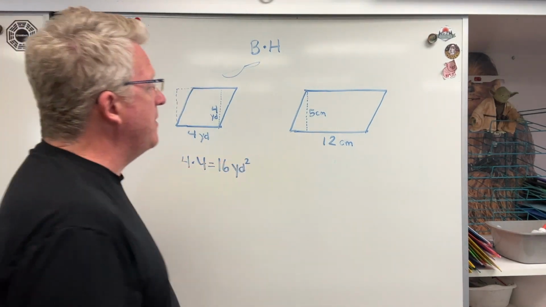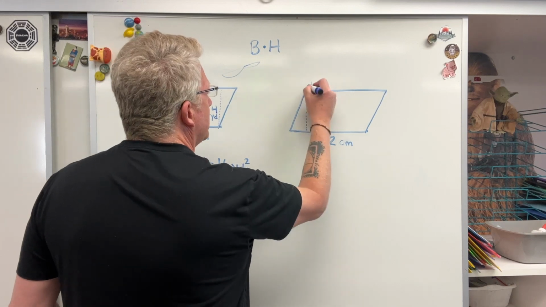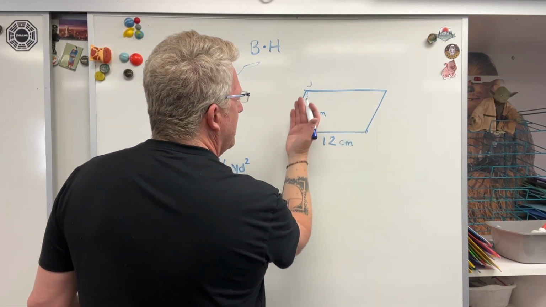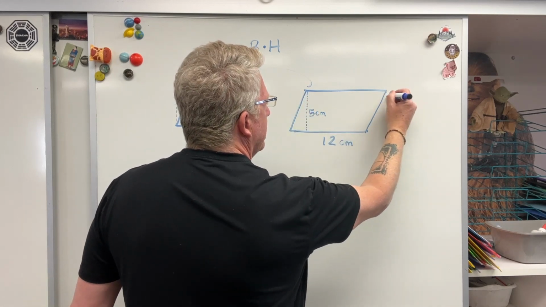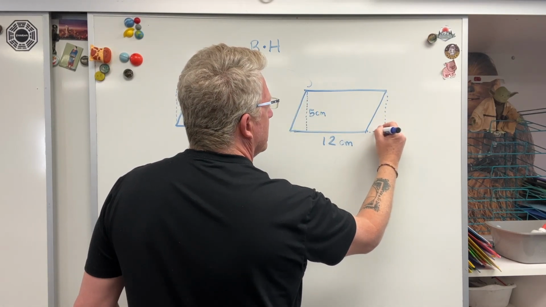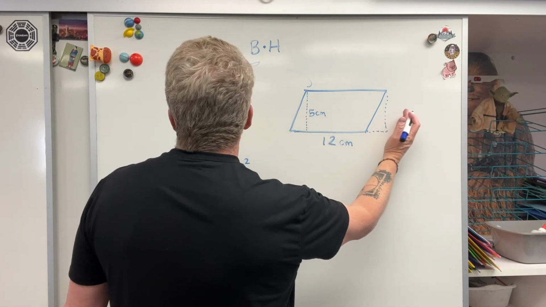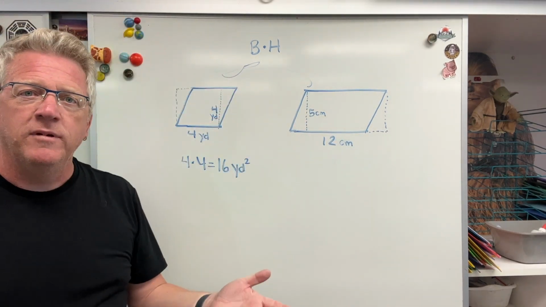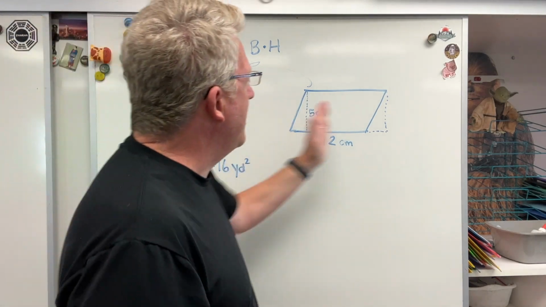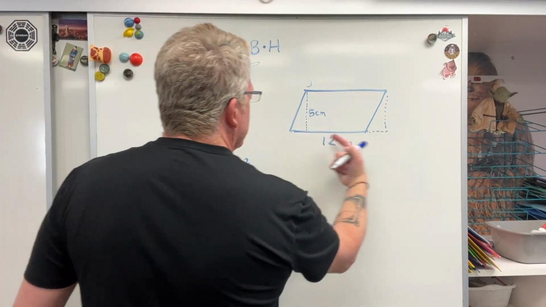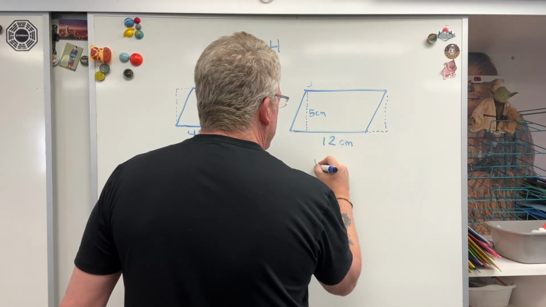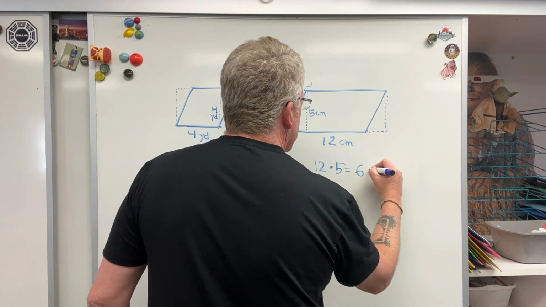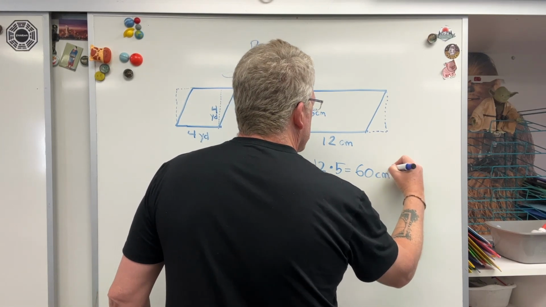Here we have the same kind of deal. I could take my magical knife, whoosh, slice this piece off. This one is just a slide, a transition slide right over. It wouldn't be a flip, it'd be a slide. Slide it on over. So I have a base of 12, a height of 5. 12 times 5 equals 60 centimeters squared.